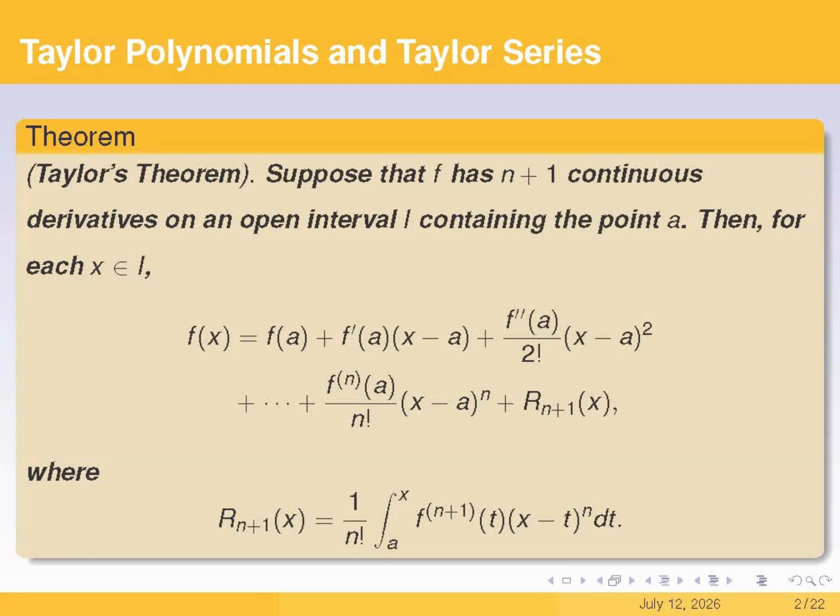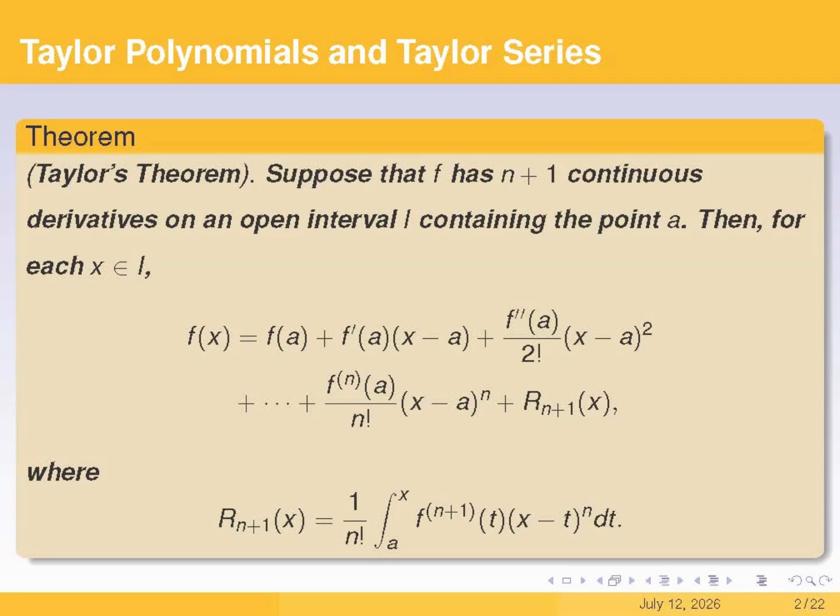Now, let's consider an open interval I. When we say that f has n plus 1 continuous derivatives on I, it means that at any point in this interval, we can differentiate f n plus 1 times. In other words, the n plus 1 th derivative at a exists, and the n plus 1 th function f caret n plus 1 of derivatives is also continuous at a.